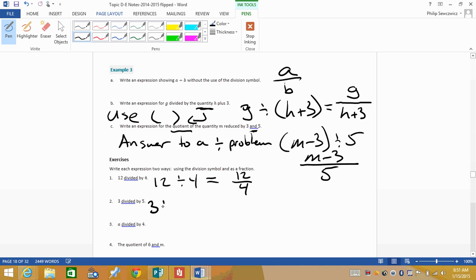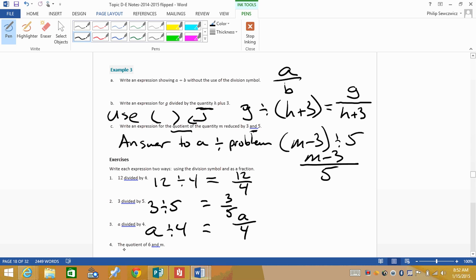Let's go on to question 2. 3 divided by 5. And as a fraction, 3 divided by 5. Again, the first guy is always the numerator. Second guy is always the denominator. So a divided by 4. So a, let's divide it by 4. As a fraction, a divided by 4.